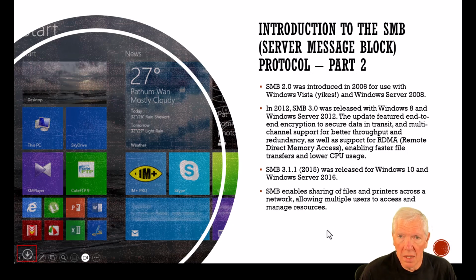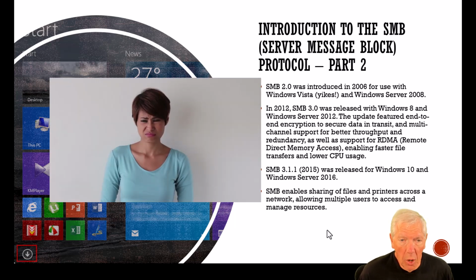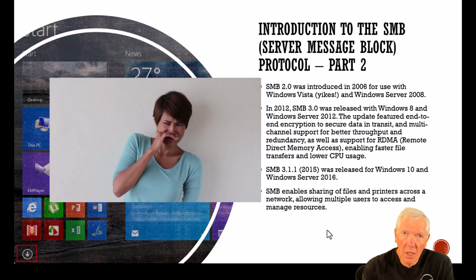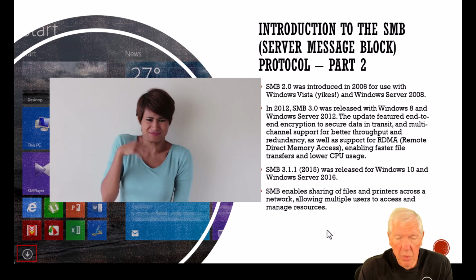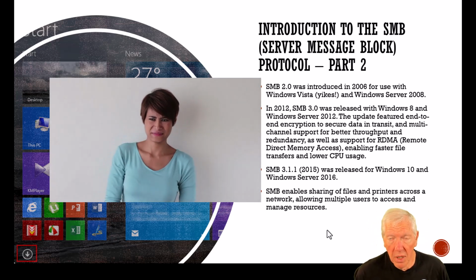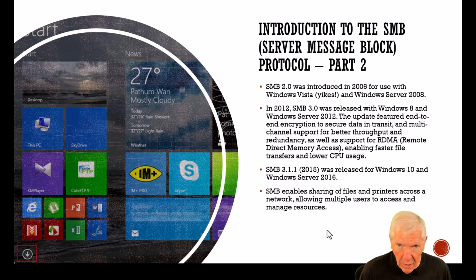Now, let's talk some more about SMB. SMB 2.0 was introduced for Windows Vista. Yikes! No one should be using Windows Vista. What a terrible product that was, as well as Windows Server 2008, which is actually pretty good. Then in 2012, SMB 3.0 came out. It was released with Windows 8, which was better than Vista. Not a whole lot, but a little better. And then Windows Server 2012, and it featured encryption and data in transit and things like that.